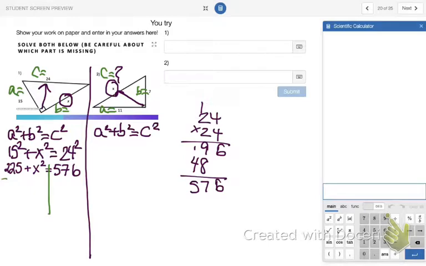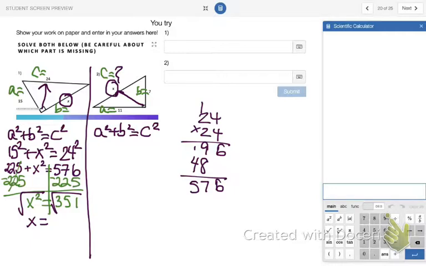So for this one, I'm going to draw a line down the equal sign. I'm going to subtract 225 from both sides so that I can get x by itself. You guys have a calculator for this, so make sure you go ahead and use your resources. Okay, now that I've subtracted 225 from 576, I get x squared equals 351. I need to take the square root of both sides so I can get x equals, and now I have to put the square root of 351 into a calculator.